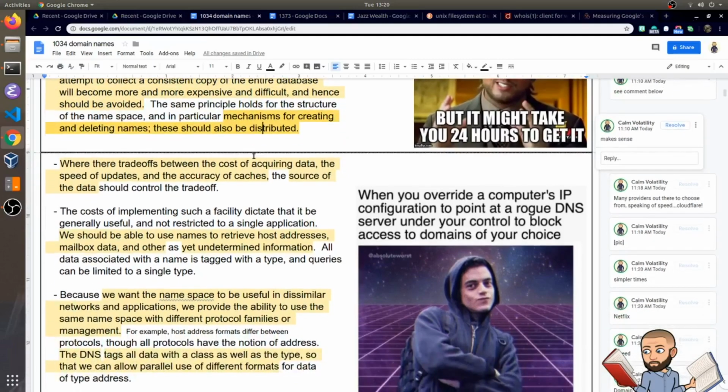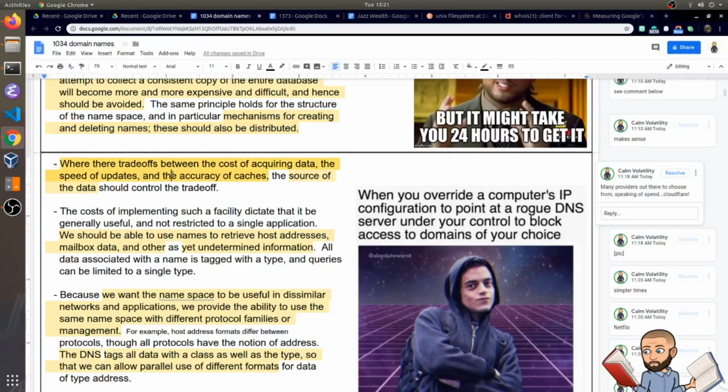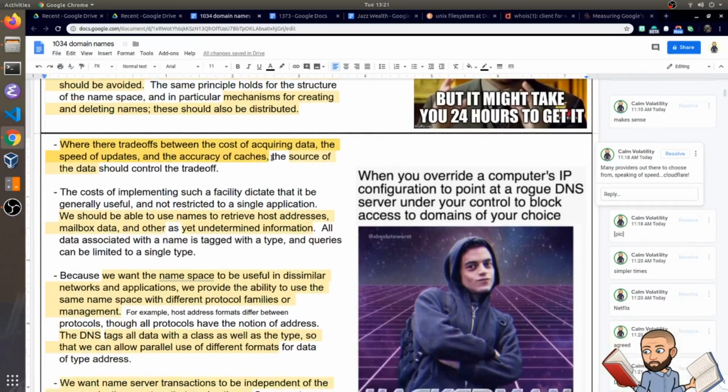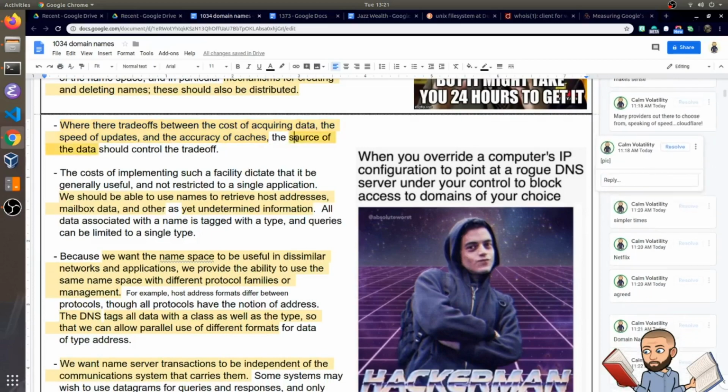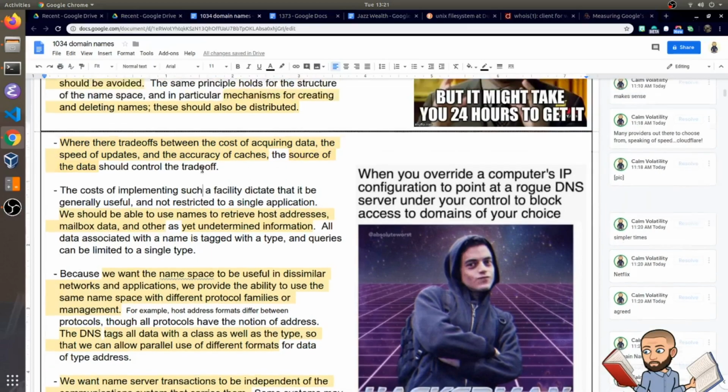Then down here they say mechanisms for creating and deleting names. These should also be distributed. So DNS is this distributed system where there are trade-offs between the cost of acquiring data, the speed of updates, and the accuracy of caches, and even the source of the data itself should control the trade-off.